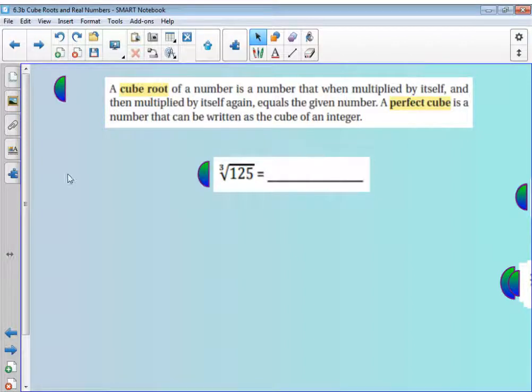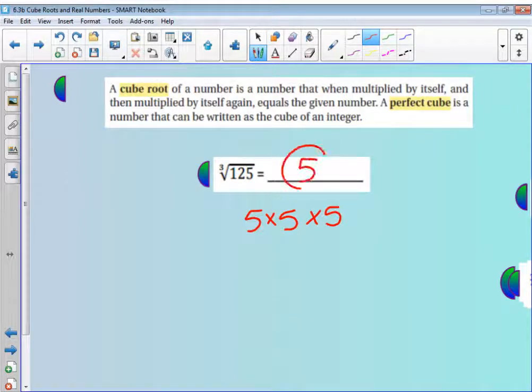Okay, the third root of 125. So we just did 216, and that was 6, so it has to be lower than 6. Let's try 5. It ends in a 5. 5 times 5 is 25. Times 5 is 125. So the final answer for this would be 5. The third root of 125 is 5.